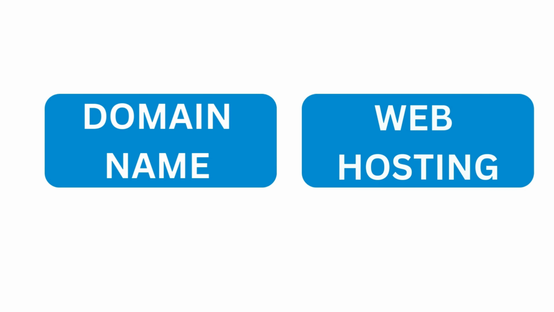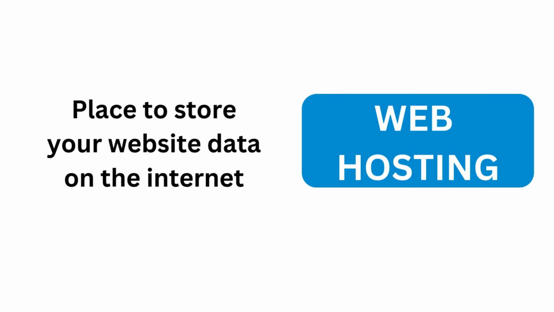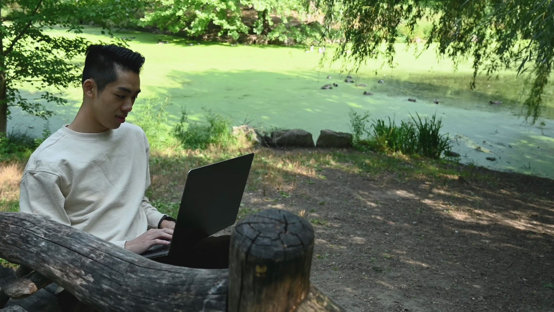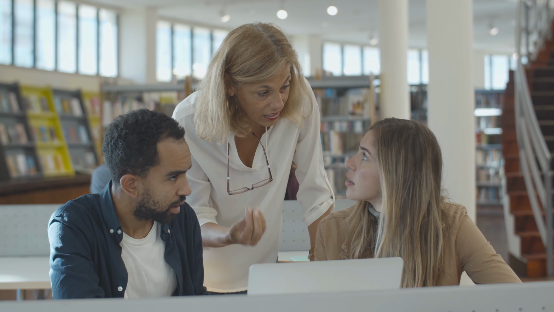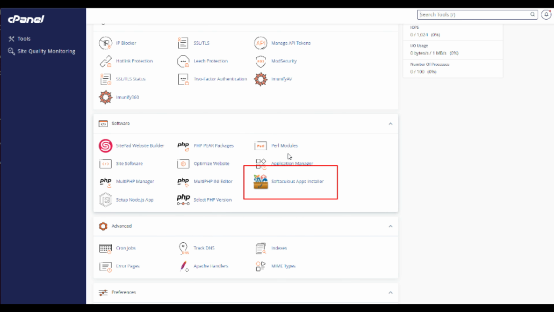To get started, you'll need a domain name and web hosting. A domain name is your website address, like mywebsite.com, and web hosting is where your website's files are stored. There are many hosting providers, but I recommend MyResellerHome for beginners. Once you've selected a host, follow their instructions to set up your account and choose your domain name. After that, use the WordPress installation option through Softaculous Installer. Just follow the prompts, and you'll be up and running in no time.